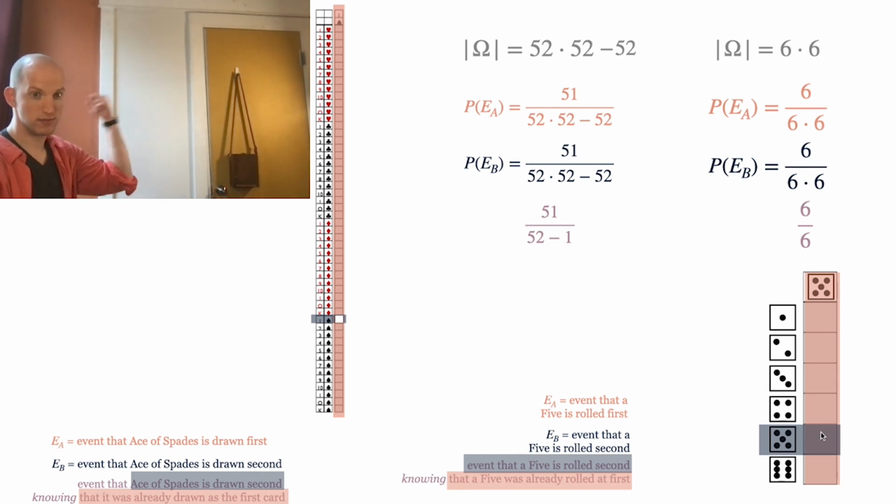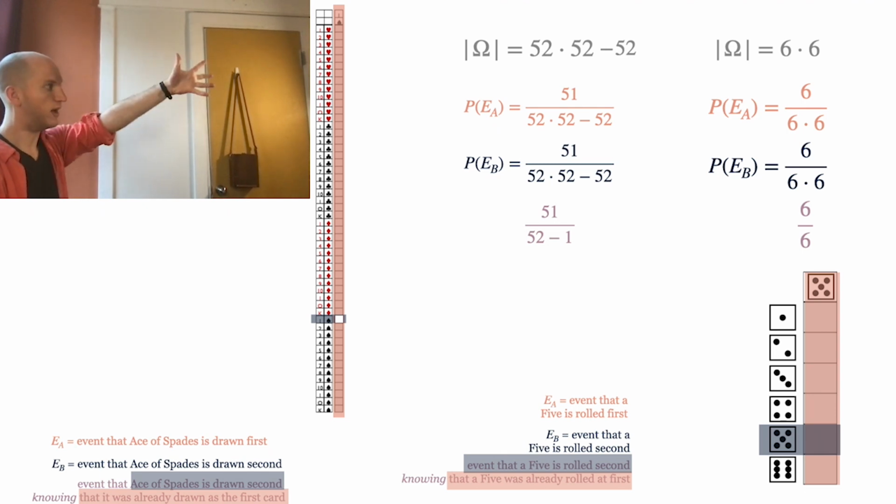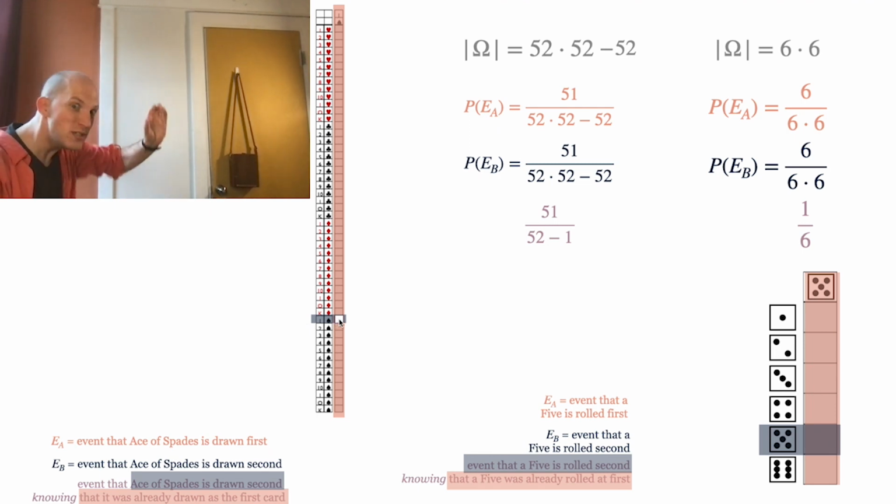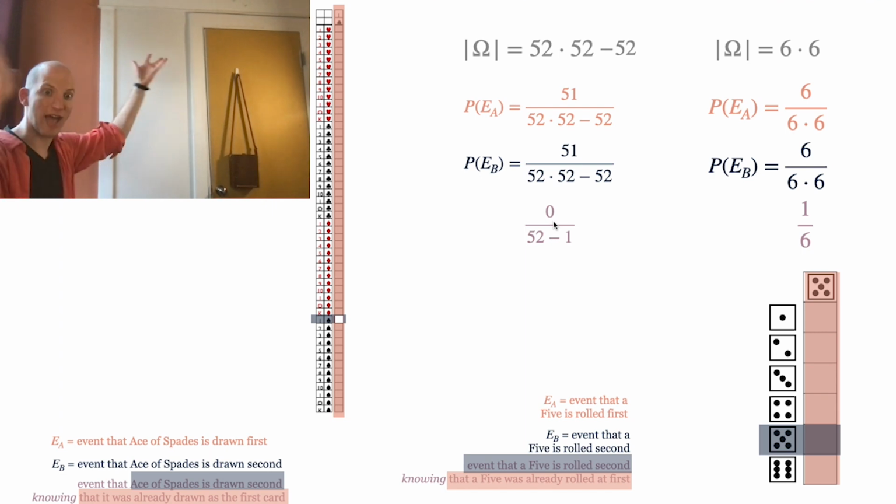Whereas for the dice, it's just a regular square. There's one outcome that is the intersection between blue and red, and so its numerator will be 1 out of 6. But for our deck of cards, honey, that's whited out. That's going to be 0 outcomes. Now here we have our sort of catastrophic change.